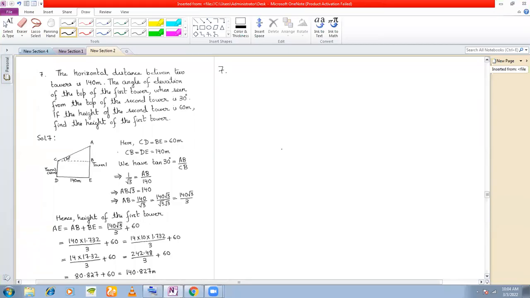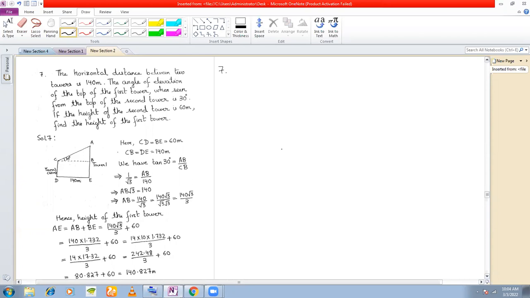The horizontal distance between two towers is 140 meters. The angle of elevation of the top of the first tower when seen from the top of the second tower is 30 degrees. If the height of the second tower is 60 meters, find the height of the first tower.